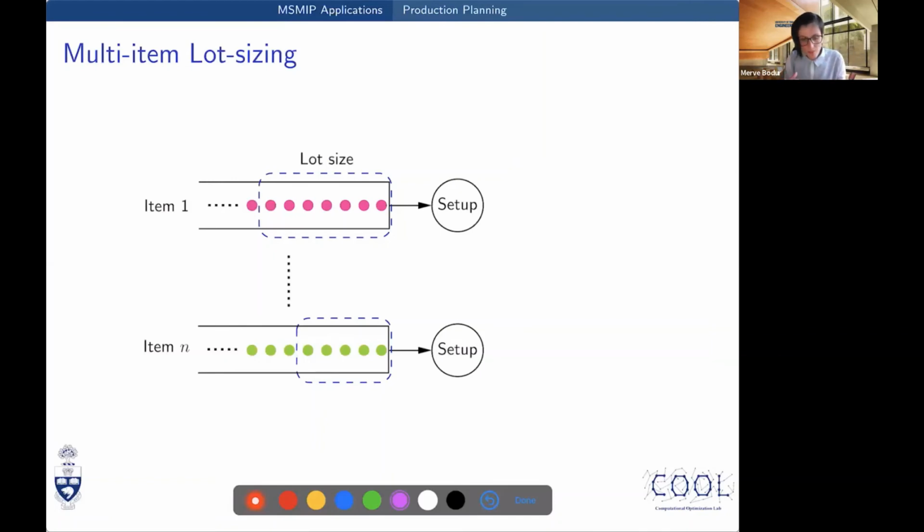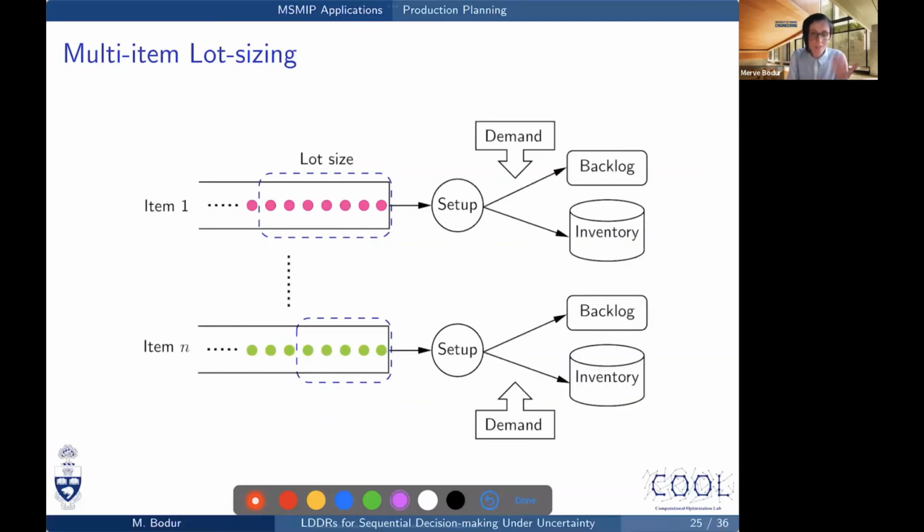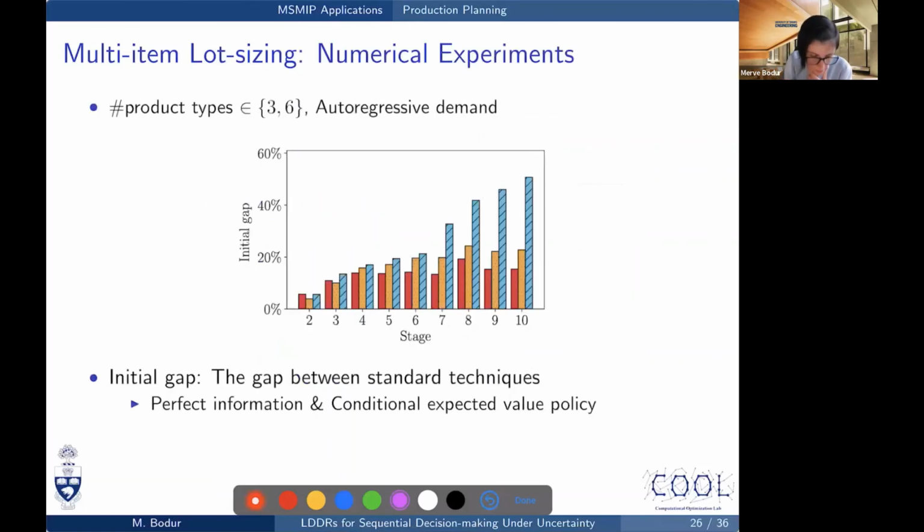So the first one is the multi-item lot sizing problem. The main decisions are how much to produce, for instance, for each type of product. In other words, determine the lot size, and accordingly, you should decide these binary decisions whether you will set up the production for each item at all or not. But the demand will be the main source of uncertainty, and it will be revealed to you gradually over time, according to which you need to do the inventory management, update the inventories, as well as allow the backlog.